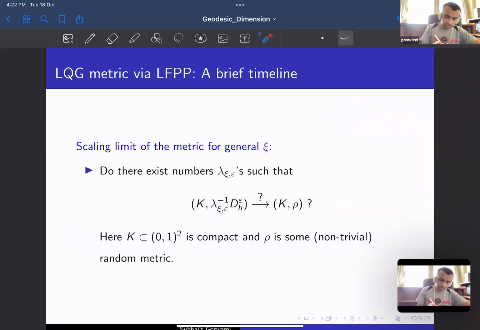So what we want to ask is whether there are some scaling factors, depending on psi, this parameter, and epsilon, of course, so that if you normalize the metric by this normalizing constant, then it will converge in some appropriate topology to some non-trivial random metric space. That's what we are looking for.